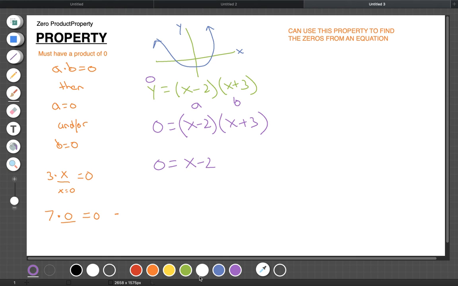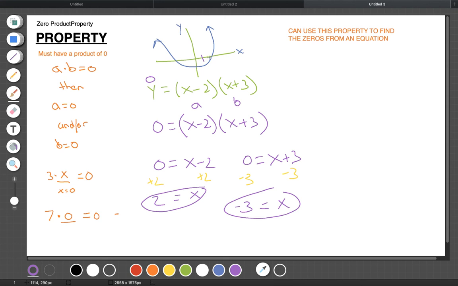Well, we can solve this, right? One step, plus 2, plus 2. x equals 2. Boom. Okay, but B could be 0 as well, so we've got to do the same thing. So 0 could also equal x plus 3. Well, that's an easy one-step equation. So x will be negative 3. So these are your zeros. And we can even see on this, I didn't write where it is, but there's my zero of 2, and here's my zero of negative 3.